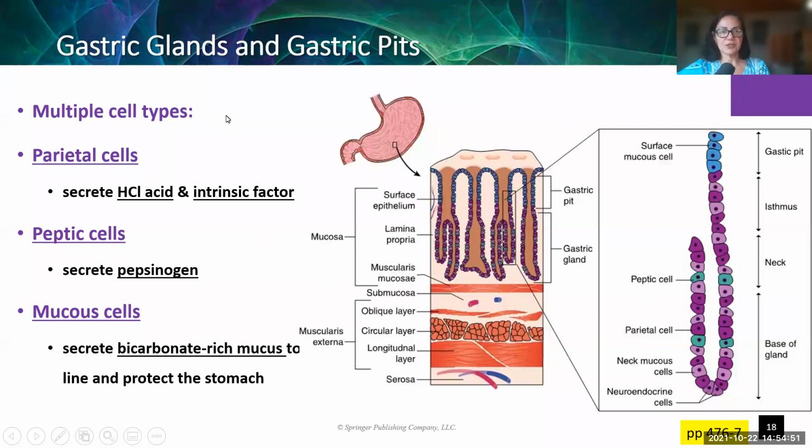All right, some more gastric glands and gastric pits. We're looking at the inside surface of the stomach. There's lots of pits down here. Gastric pits, what do I want to point out to you? The parietal cells, these are the ones making hydrochloric acid and intrinsic factor. Then we have the peptic cells. They make pepsinogen, the thing that's going to get activated to pepsin. And then mucus cells, and they make a bicarbonate-rich mucus. And you might say, wait a minute, wouldn't that neutralize the acid? Well, kinda.